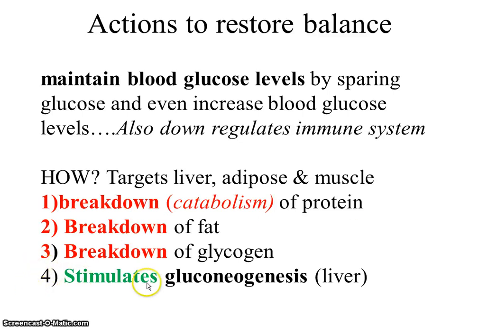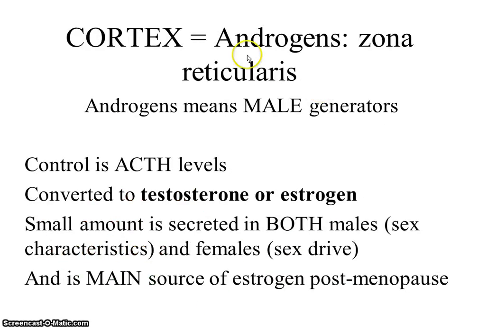And then lastly, something it stimulates is also the process of gluconeogenesis. And this is specifically something the liver does, and that's why this is the sole target in this case. Genesis is formation, forming new glucose. So in order to maintain blood glucose levels, we have the capability of forming new glucose when cortisol's around. And then the zona reticularis is androgens.